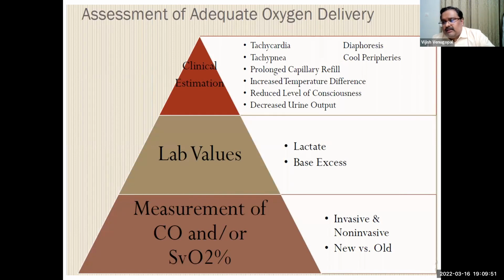It could be from clinical estimation by looking at the skin temperature, whether there is prolonged capillary refill, whether the peripheries are cool, whether there is tachycardia, whether there is a reduced level of consciousness, and whether there is decreased urine output. So a good physical examination should be done. Similarly, you can rely on lab values of lactate and base excess. And finally, we can measure the cardiac output and the mixed venous oxygen saturation.